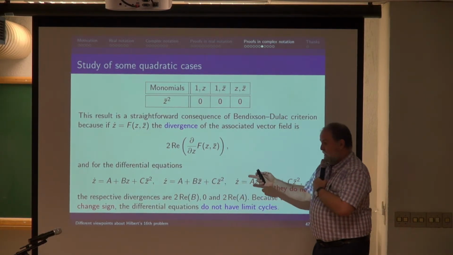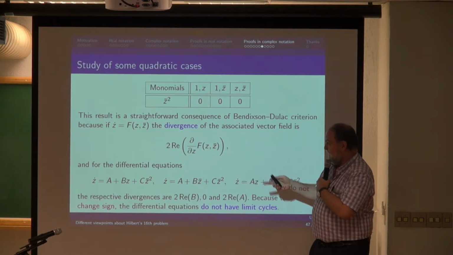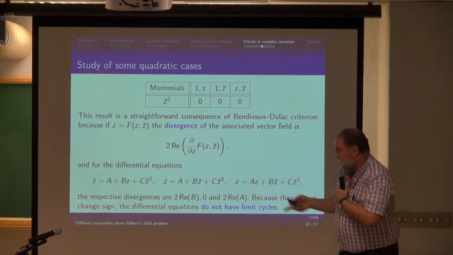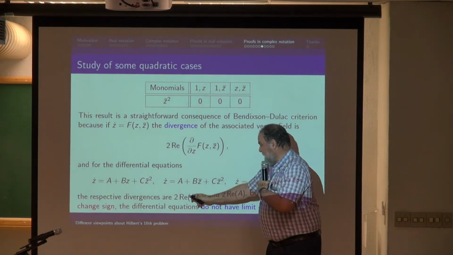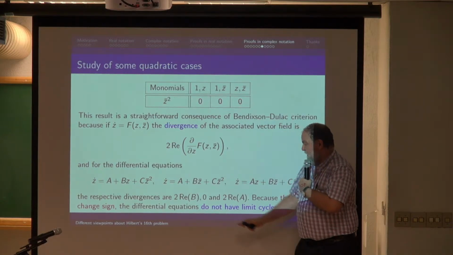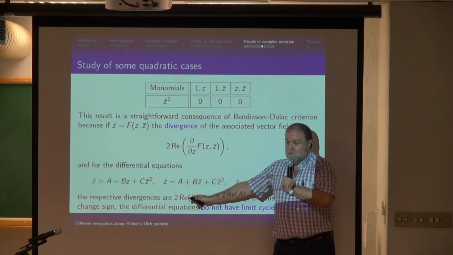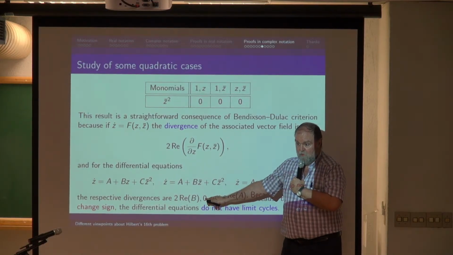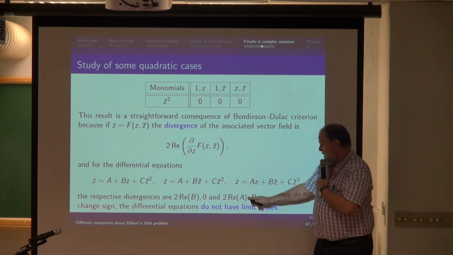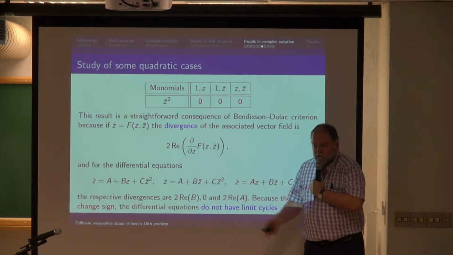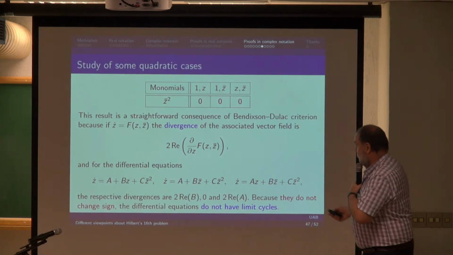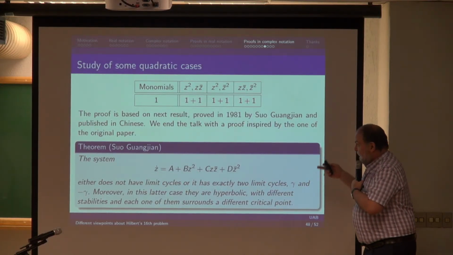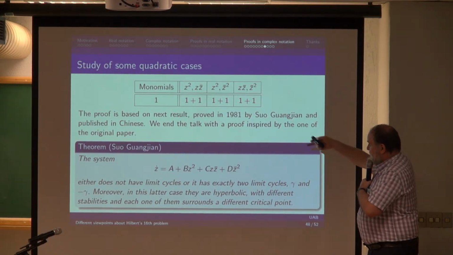And for these three systems, what happens in complex is that the divergence is this expression. You can compute in this way, and there is the divergence here. So you see, divergence constant, so no limit cycles. Divergence 0, integrable, sentence. Divergence constant, no limit cycles. It's trivial.